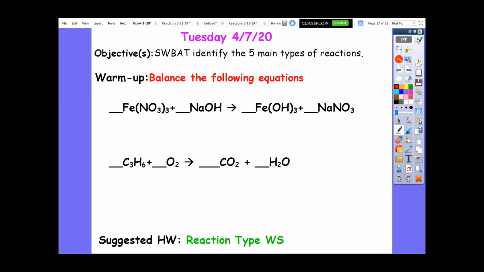Happy Tuesday, y'all. So once again, we're starting with a warm-up. This warm-up, because it is balancing reactions, which we covered in the last video, I highly recommend getting out a piece of paper and actually solving your answer on paper. This is some math. It's simple math. It's multiplication or addition, depending on how you work it out yourself. But I still strongly recommend you work it out on paper.